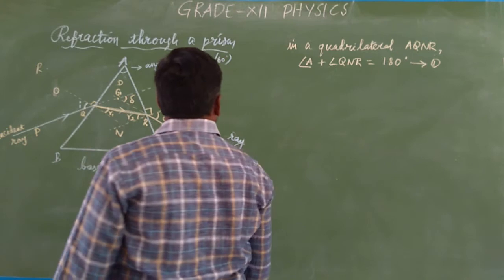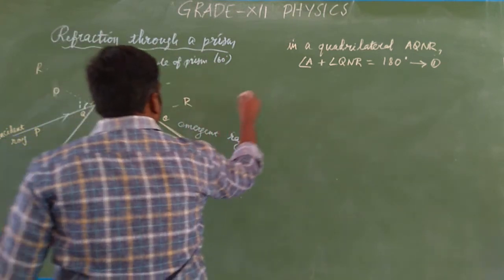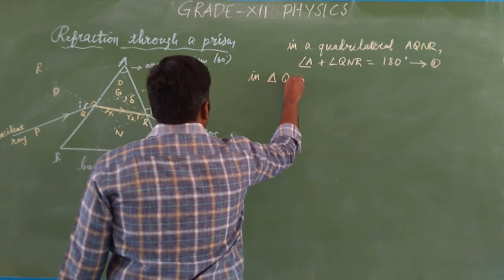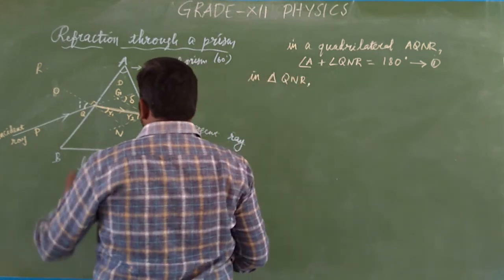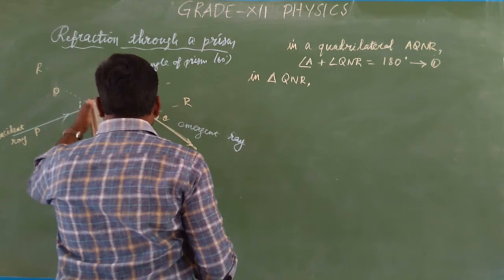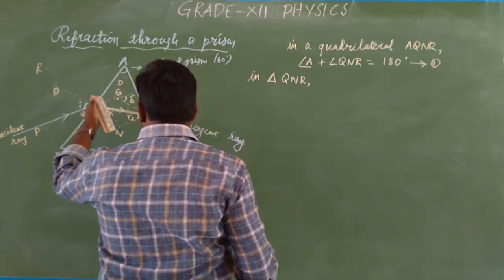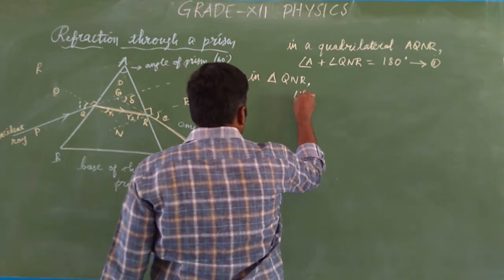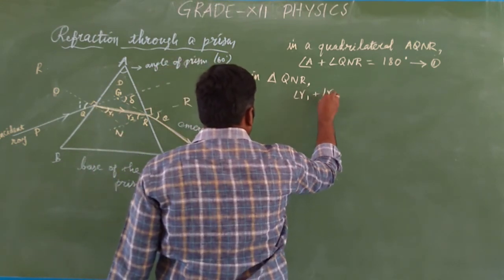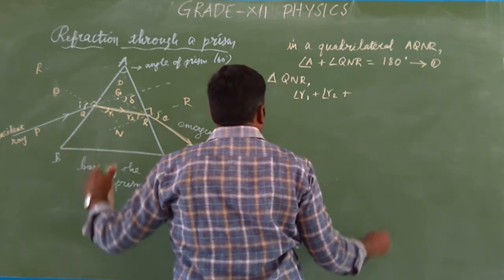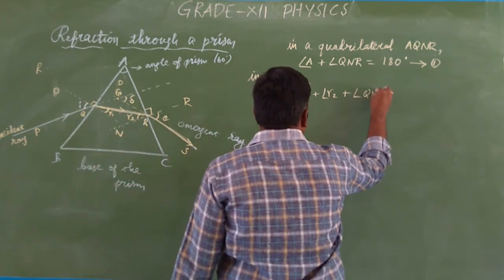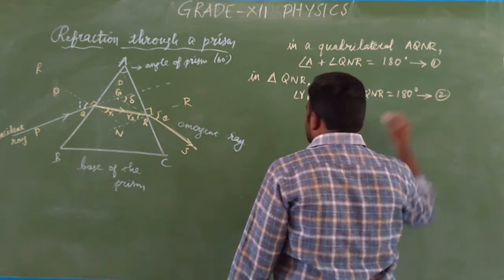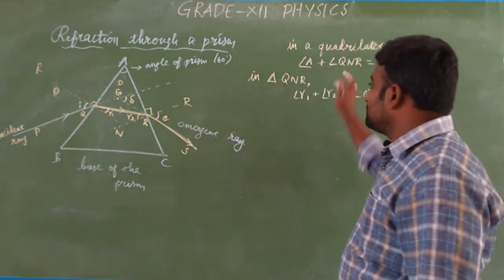Similarly, in the triangle QNR, the angles of refraction r1 plus r2 plus angle QNR is equal to 180 degrees. This is equation number 2. Now compare these two equations.